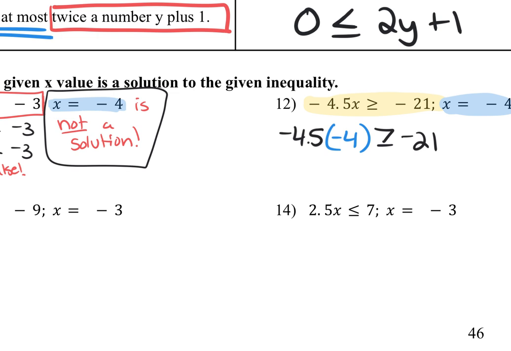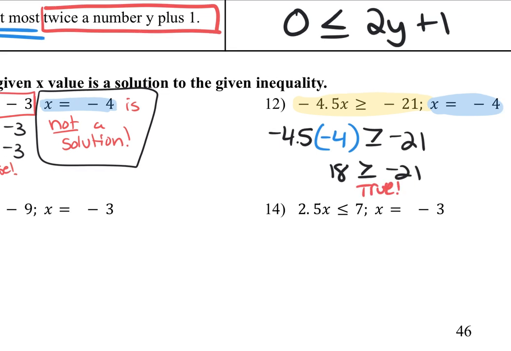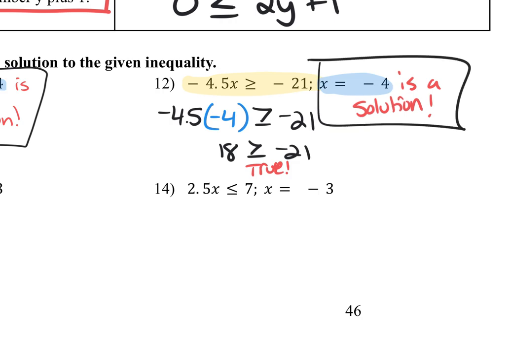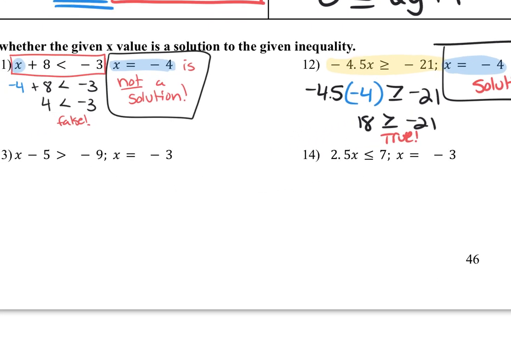What did you guys get when you multiplied it? 18? 18 greater than or equal to negative 21, true or false? True, yay. So we would say, yeah, is a solution. Awesome. Nice.